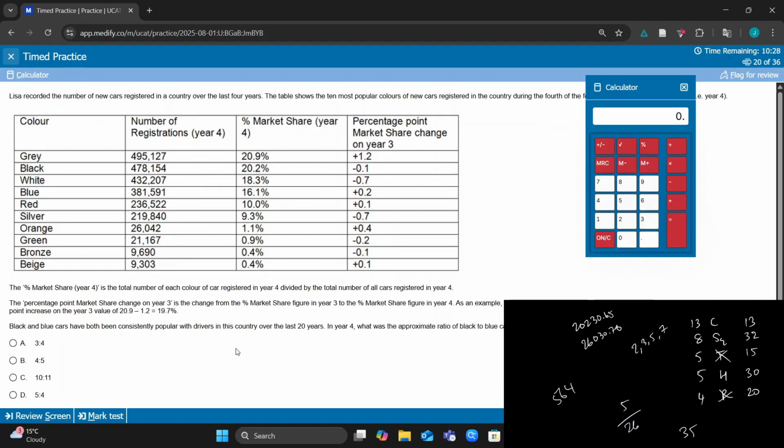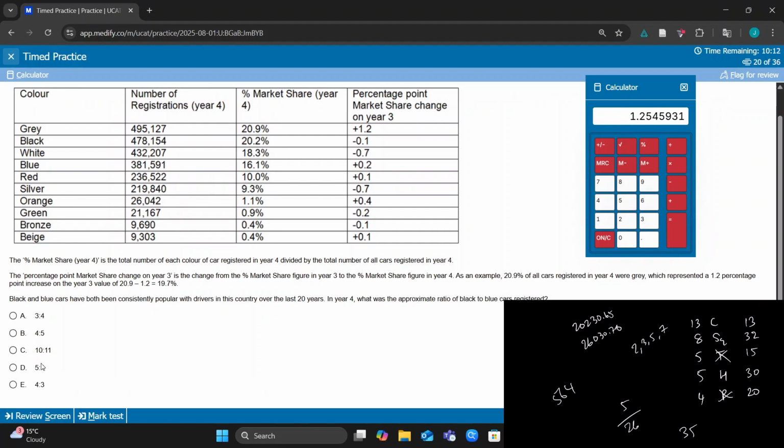Black and blue cars being consistently popular, but what was the approximate ratio of black to blue? Black to blue is going to be 478 divided by 381, 1.25, so it's going to be 5 to 4.